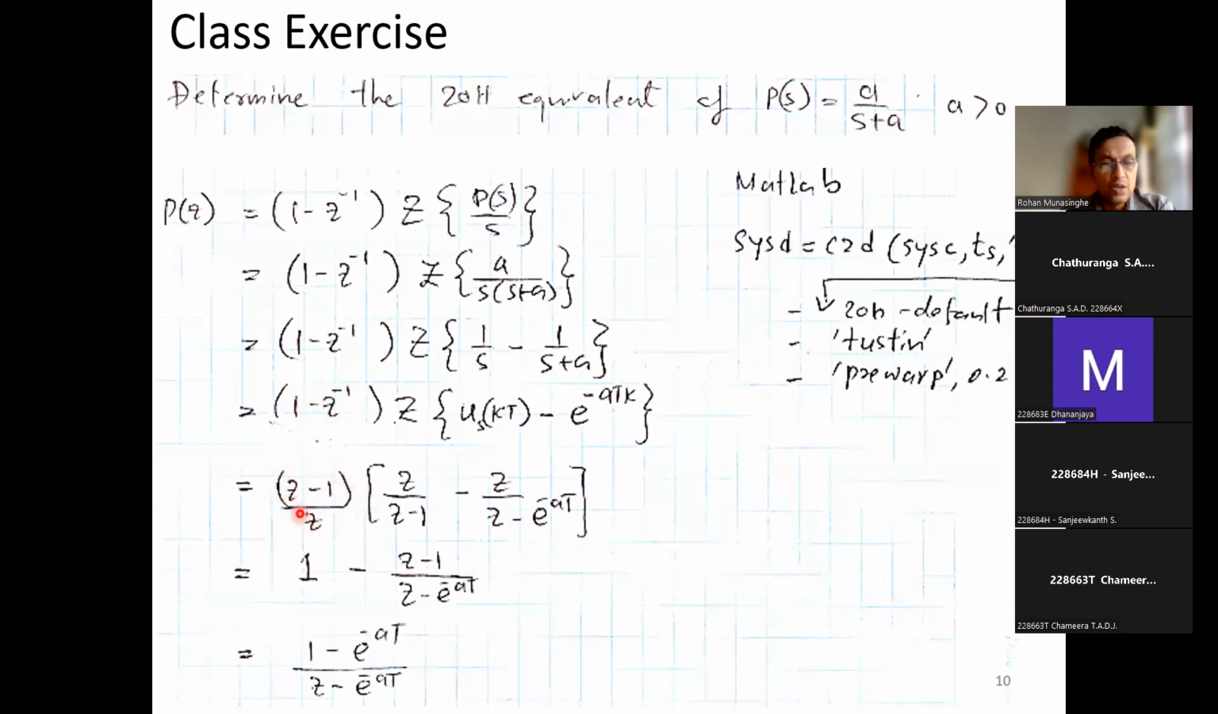Then when you expand this entire bracket with z minus 1 over z, you get to this one, and once you simplify, it becomes like this. So what is it? It is the zero-order hold equivalent of the plant. The plant will not behave as it used to behave in the continuous world. Now you have modified it with a zero-order hold, so its behavior is slightly different.